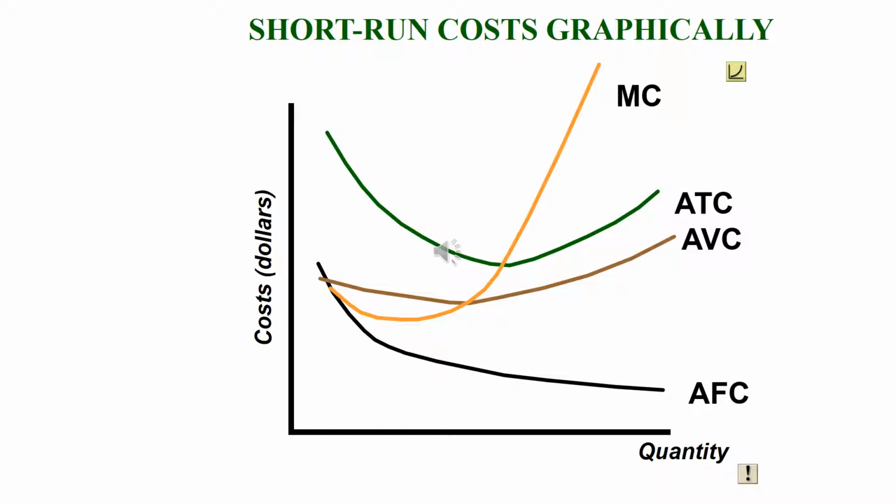When the ATC and AVC are crossed by marginal, they both rise as well. AFC, average fixed cost, declines towards the x-axis. As we produce more, the average fixed cost per item goes down.